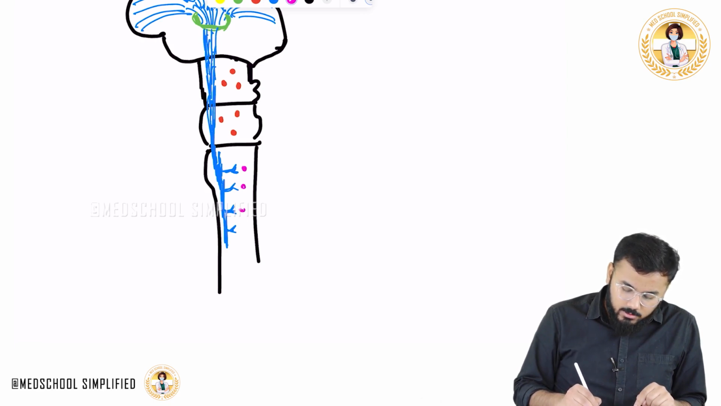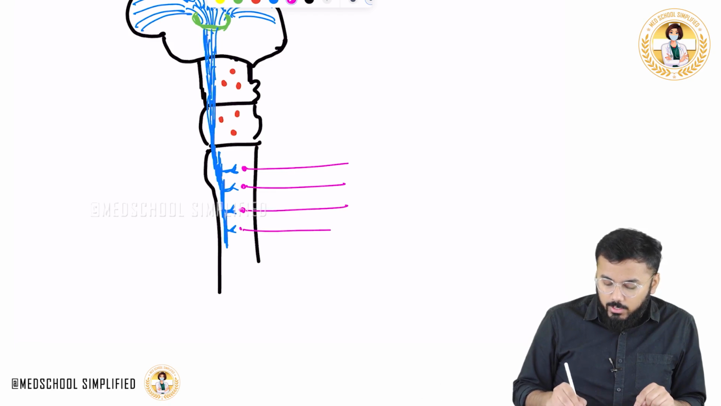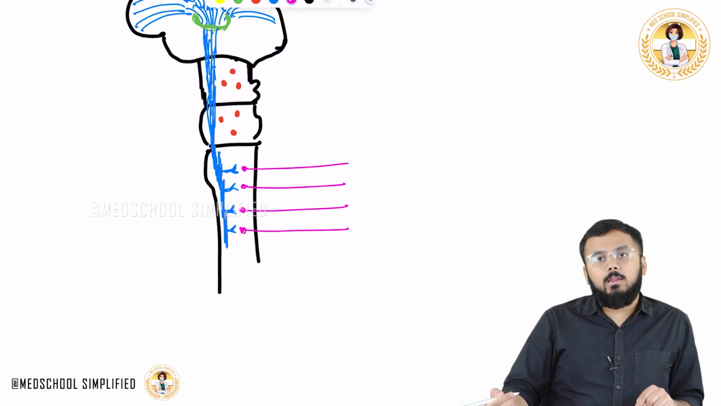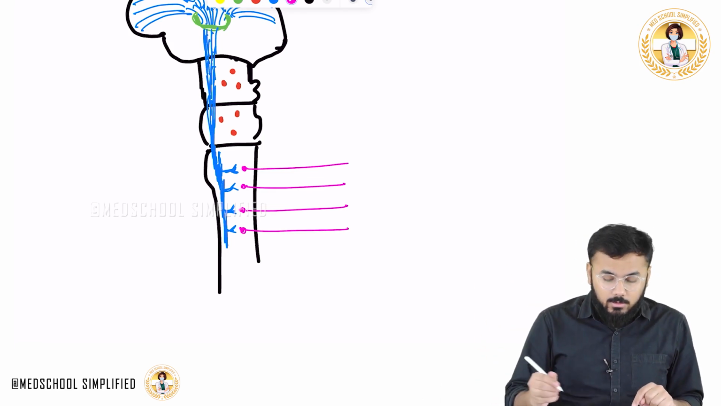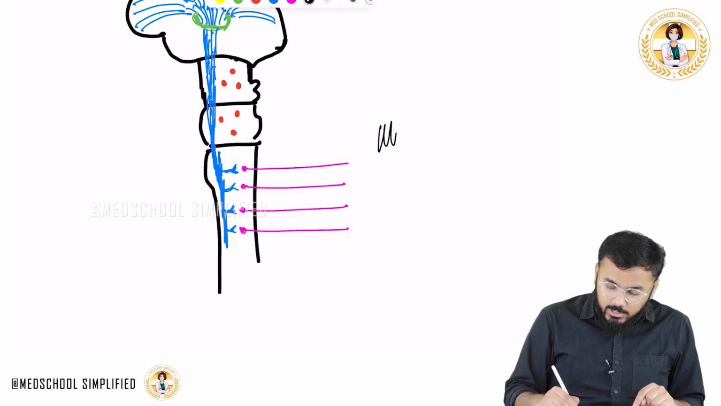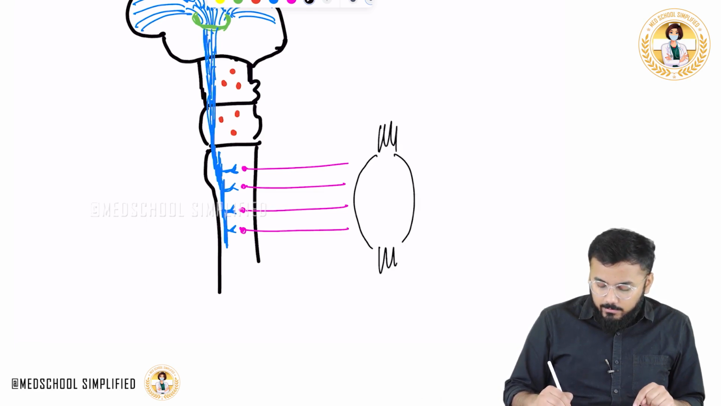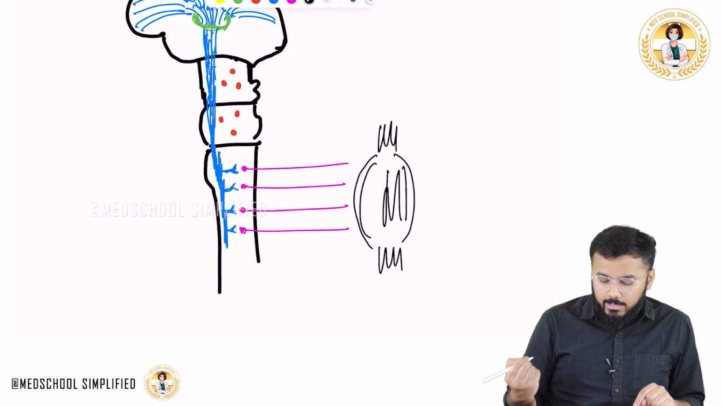You see, right? Now what is the fate of these neurons? Where are these neurons going? Are these pink color neurons present within the spinal cord, or going away from the spinal cord? They are going away from the spinal cord, right? And where are they going? Actually, they are entering your muscle.